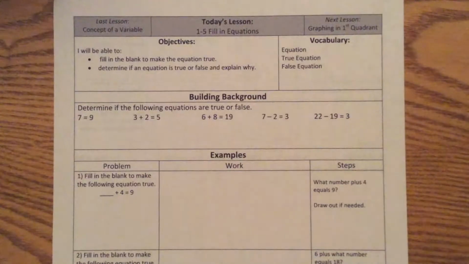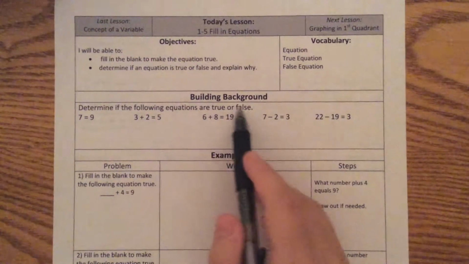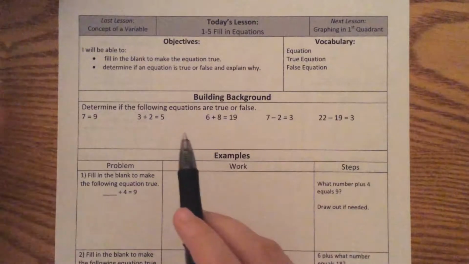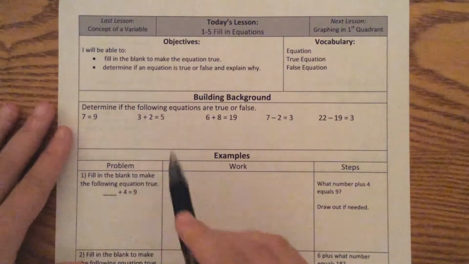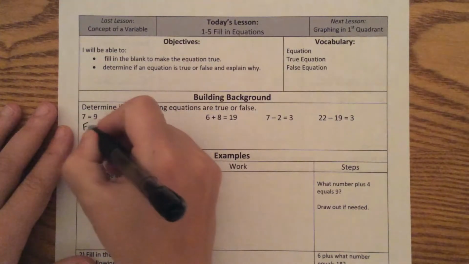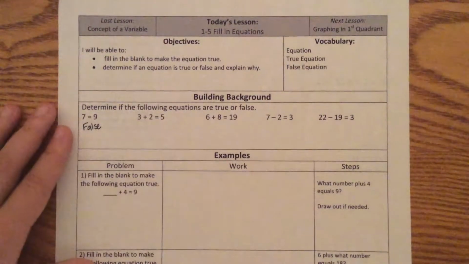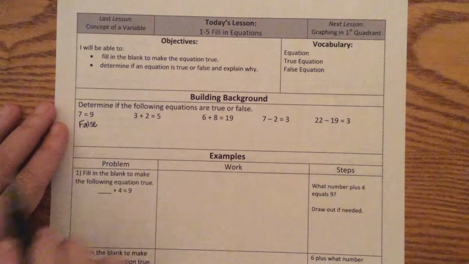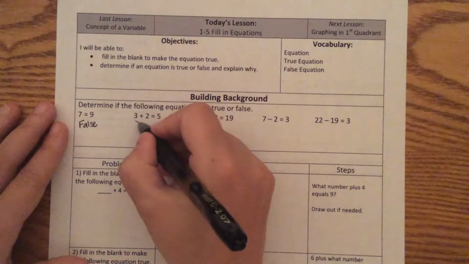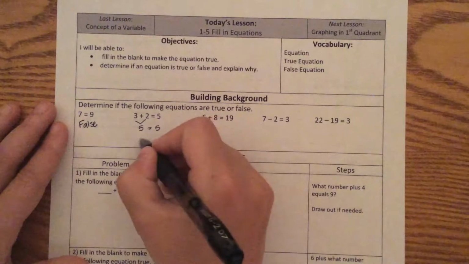We're going to do that building background. All right, so building background, we're going to determine if the following equations are true or false, or are they equal or not. So in this first one, we have 7 equals 9. Is that true? Oops. And that is not true, so this one is false. Okay, I don't know about you, but if someone gives me $7, that's very different than if someone gives me $9. Alright, next one we have 3 plus 2 equals 5. So 3 plus 2 is 5, so I'm going to say 5 equals 5. That is true.